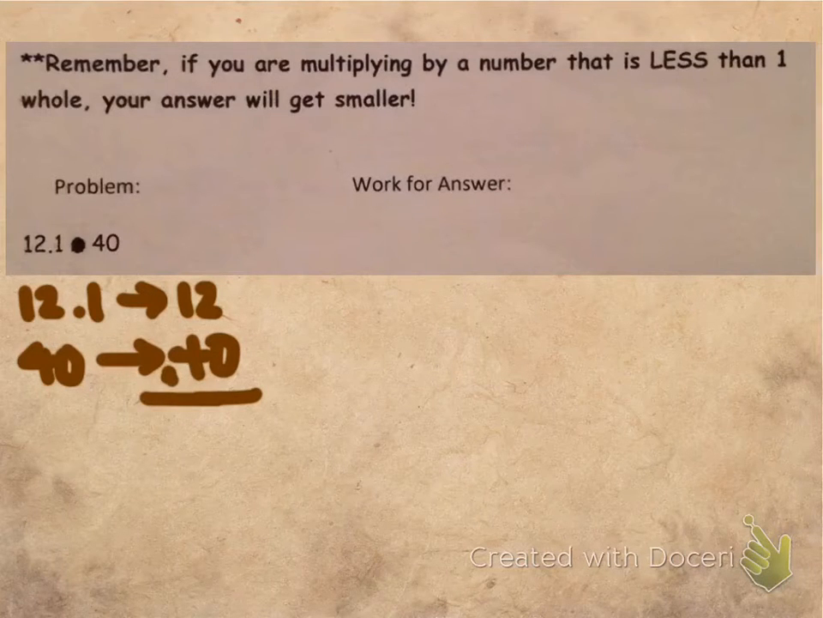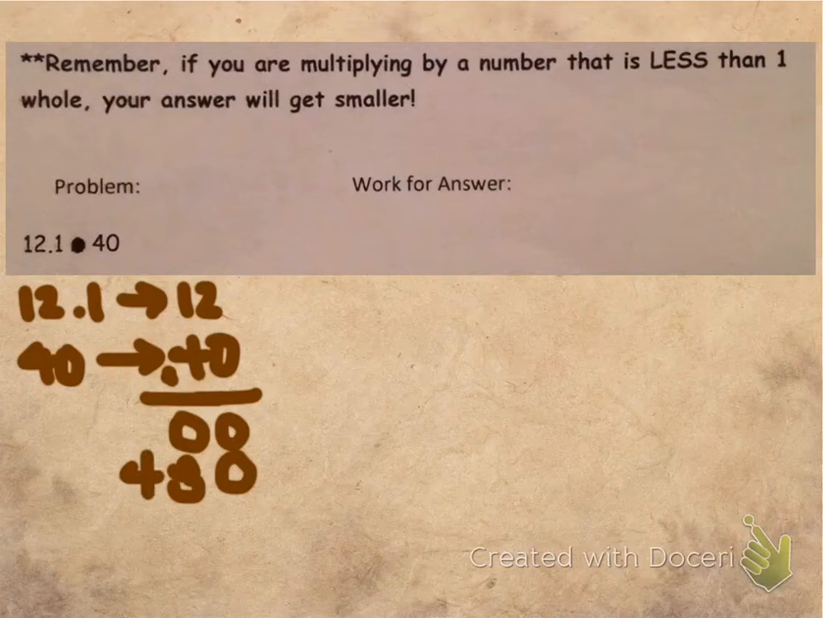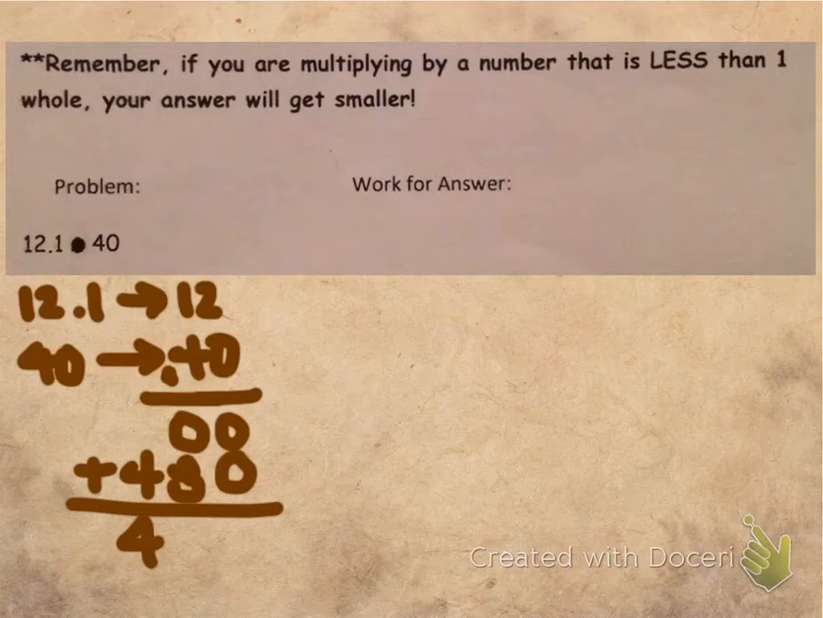Multiplying like normal. So 0 times 2 is 0, 0 times 1 is 0. Add your 0 for your place value. So that is to hold your place value. 4 times 2 is 8, and 4 times 1 is 4. This giving you 480. So we estimate first to see if our answer makes sense.